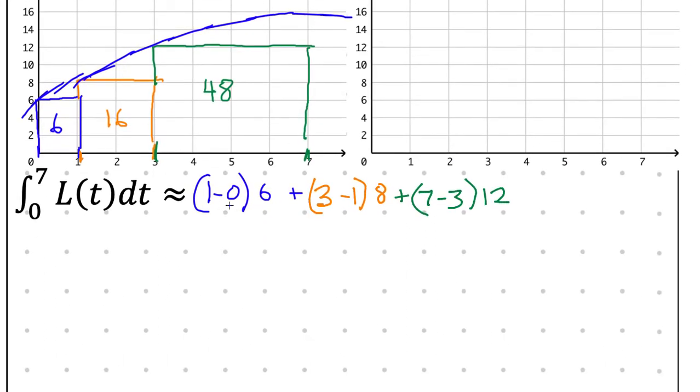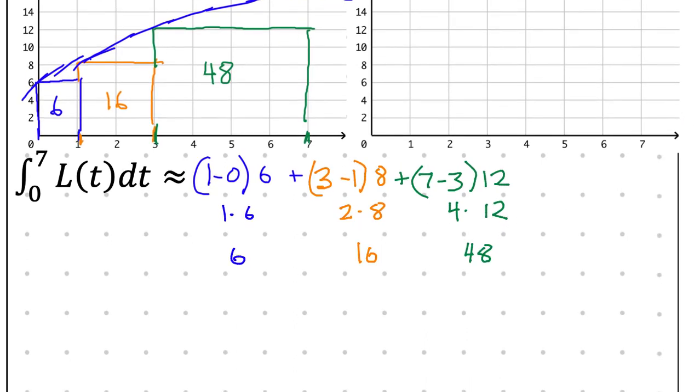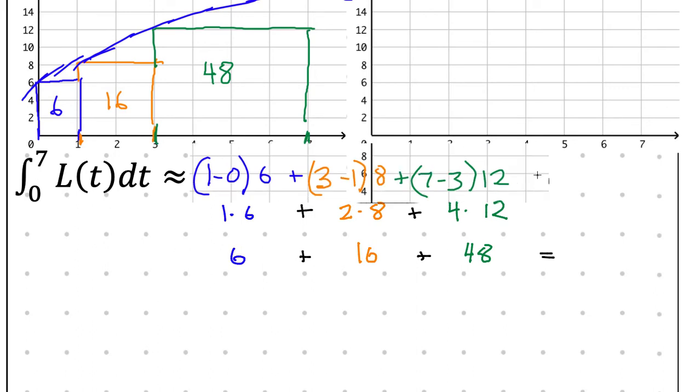You can say 1 minus 0 is 1, times 6, and then 3 minus 1 is 2, times 8, and then 7 minus 3 is 4, times 12. Further, 1 times 6 is 6, 2 times 8 is 16. These match the areas up here. 4 times 12 is 48, and then I add these all together, and they add up to 70. You can just do this one and then say equal to blank, but don't make a mistake. If you make a mistake, you'll lose your points.